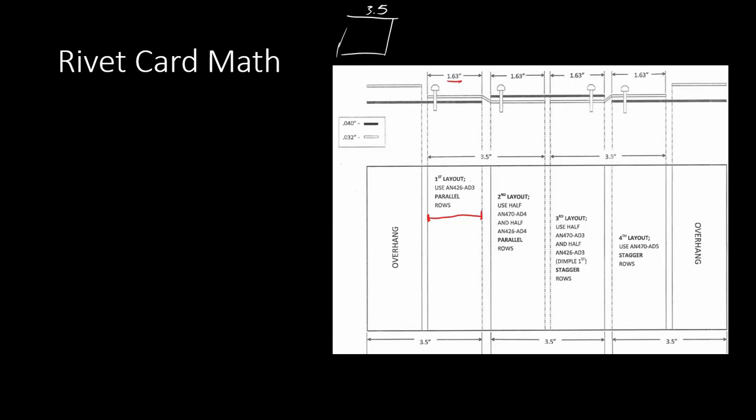And your overhang, oh, I cut it off. My apologies. It is 5 inches from here to here. So when you're doing your math and you're doing your pitch, I'm going to put it down here. Remember, you're pitching across the 5 inches, that's the number you're going to start with, and you're gauging 1.63 inches for each layout. And you're going to have 4 layouts.